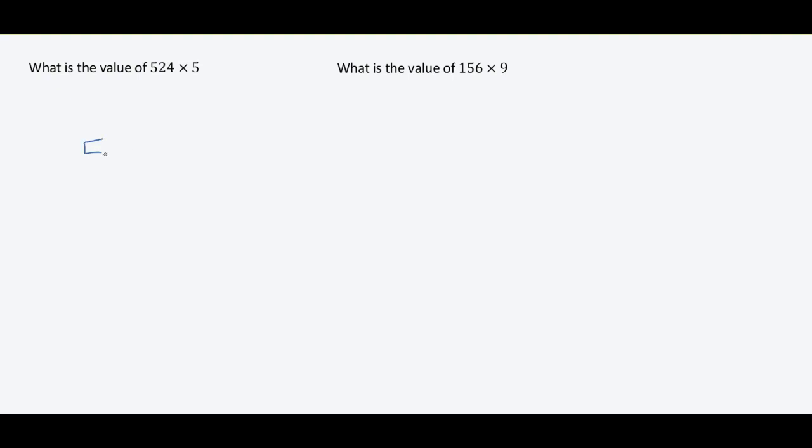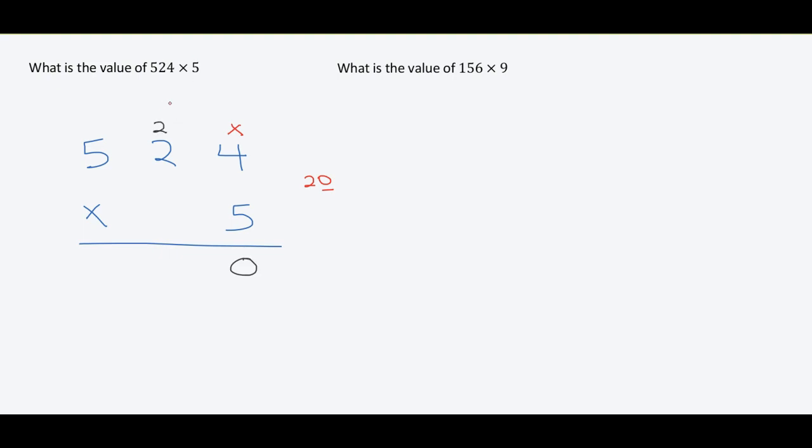Now let's try with 3-digit numbers. We have 5, 2, 4 multiplied by 5. So we start from the right column. 4 multiplied by 5, we have 20. So we have to write down the 0. We write down the 0 here, and we bring the 2 up here.